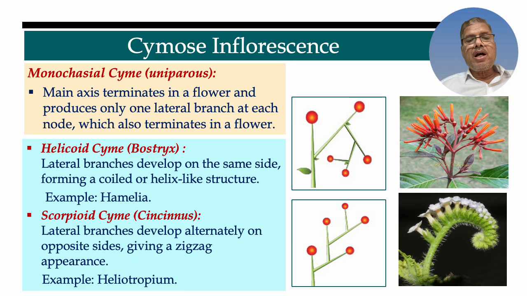In helicoid cyme, the lateral branches develop on the same side, forming a coiled or helix-like structure, as in the case of Hamelia. In a scorpioid cyme, the lateral branches develop alternately on opposite sides, giving a zigzag appearance, as in the case of Heliotropium.